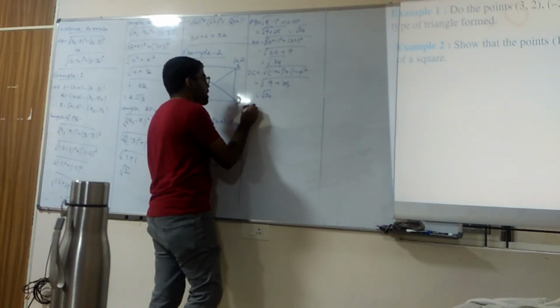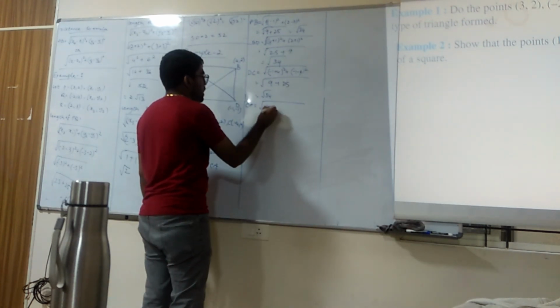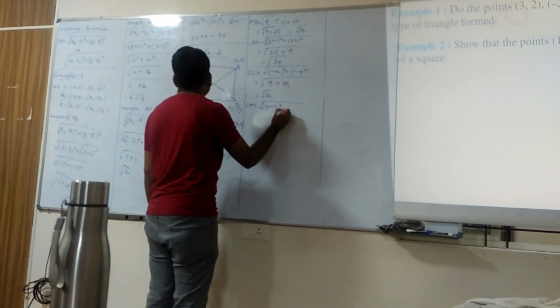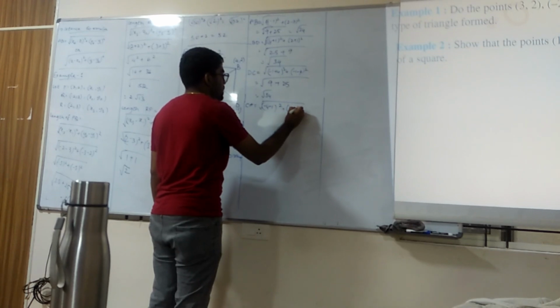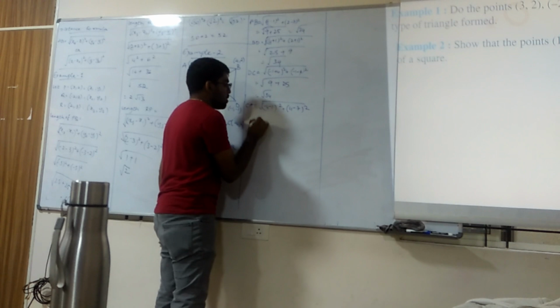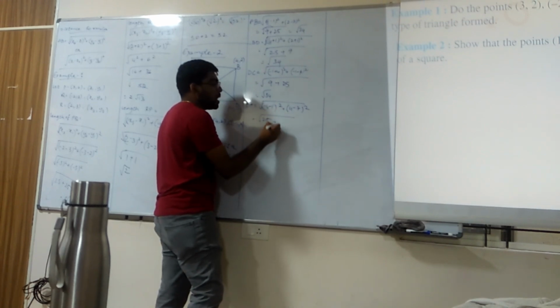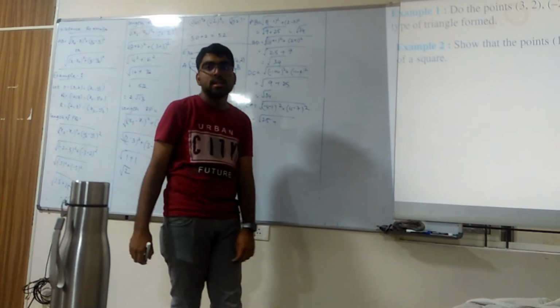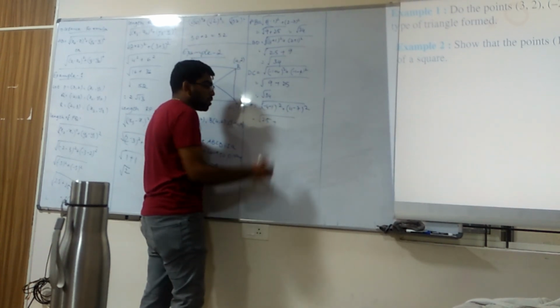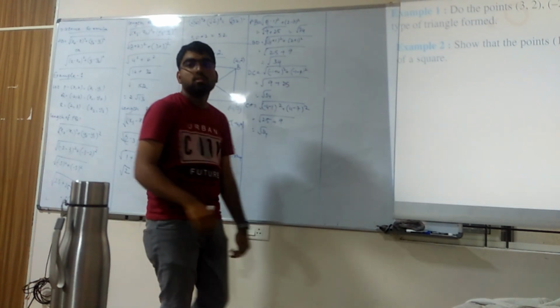Okay, now CA is equal to root of minus 4 minus 1 the whole square plus 4 minus 7 the whole square. Minus 4 minus 1 is minus 5, minus 5 square is 25, plus 4 minus 7 is minus 3, minus 3 square is 9. Root 34. What's the doubt?